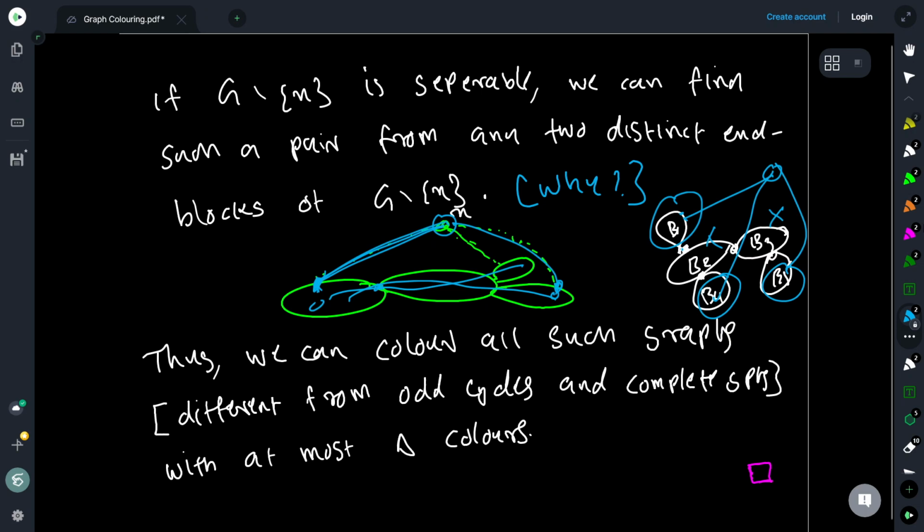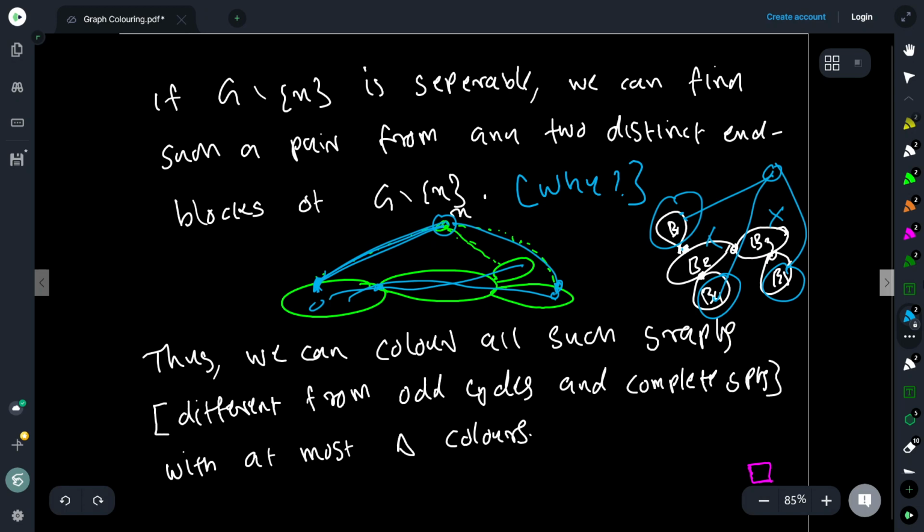And it has a common neighbor. Therefore, we can continue the procedure, and we get a coloring using delta colors. So this is basically the proof of Brooks' theorem, one of the proofs. Now we will get another proof today.